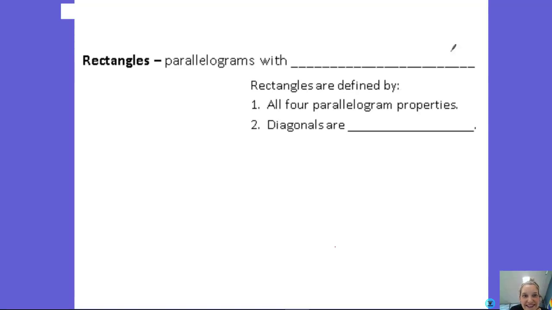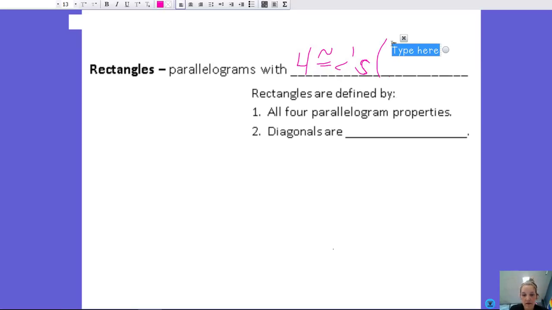A rectangle is a parallelogram. It's a special type of parallelogram, so we're getting more specific. We started with parallelograms and now we're zooming into a specific type of parallelogram. It's a parallelogram with 4 congruent angles. All 4 angles are right angles.